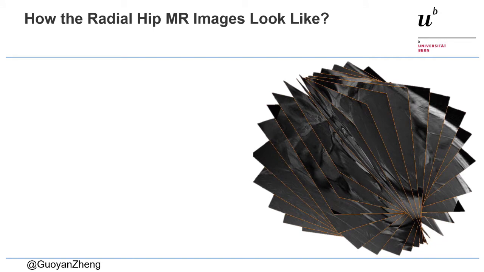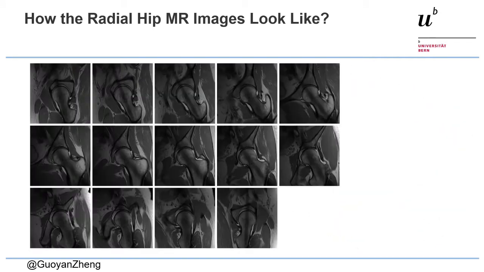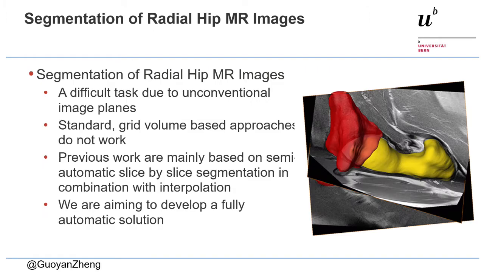Here shows the radial imaging, and this is every slice. Segmenting radial hip MRI is a difficult task due to the unconventional imaging plane. People usually develop methods for the standard Cartesian coordinate-based data, while here it is scanned radially. That's why most of the work is based on semi-automatic segmentation. We are aiming to develop a fully automatic solution.